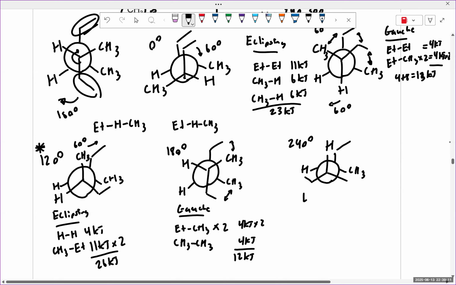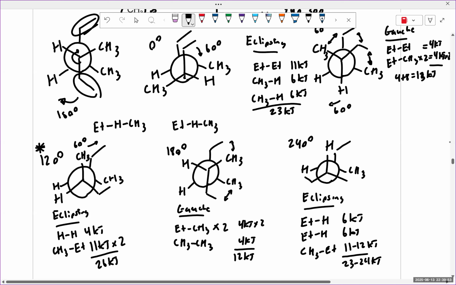From here now, let's take a look at the eclipsing interactions. We have an ethyl hydrogen eclipsing, which is about four, no, not four. That would be hydrogen, hydrogen. So let's erase that. Closer to 6 kilojoules. We have another ethyl hydrogen eclipsing, which is 6 kilojoules. And then we have a methyl ethyl eclipsing, which is going to be around 11 to 12 kilojoules. So in total, this gives us around 23 to 24 kilojoules of strain.